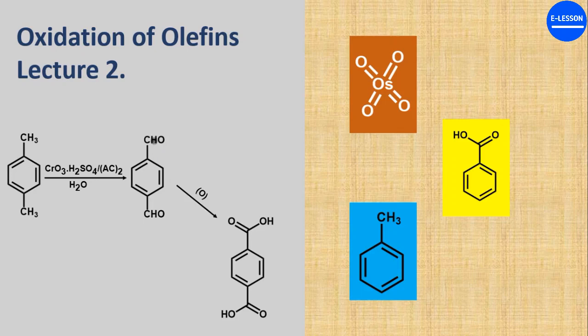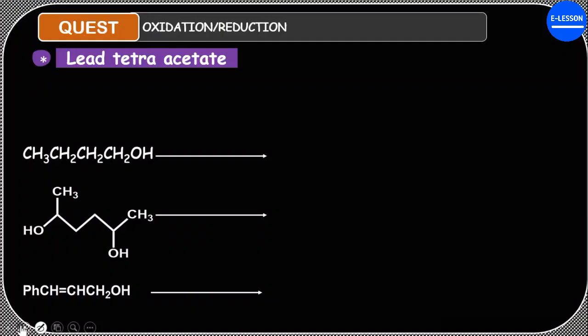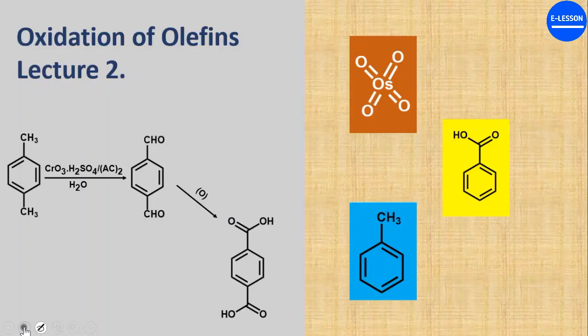In this lecture, we are going to look at the oxidation of olefins. The olefins are also called the alkenes. They are unsaturated hydrocarbons. And this will be lecture 2 of our oxidation lecture series. So let us dive right into what the lecture is all about.